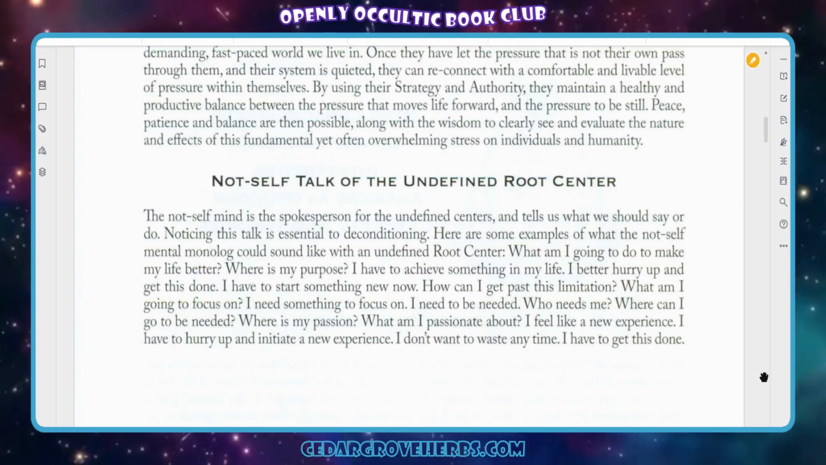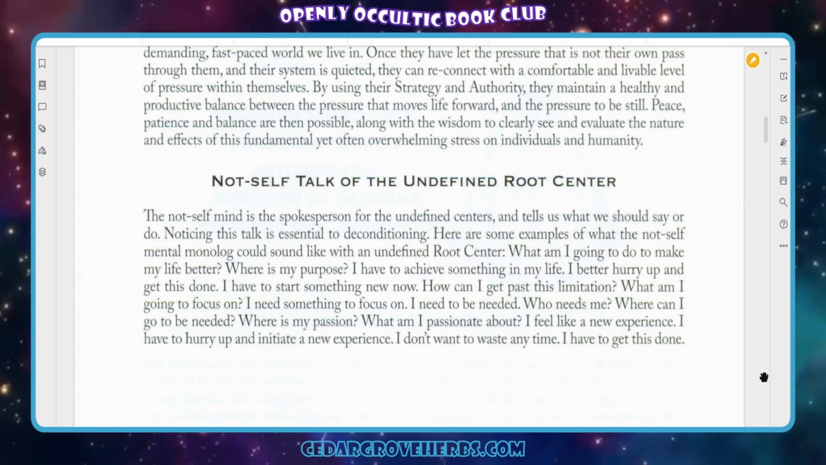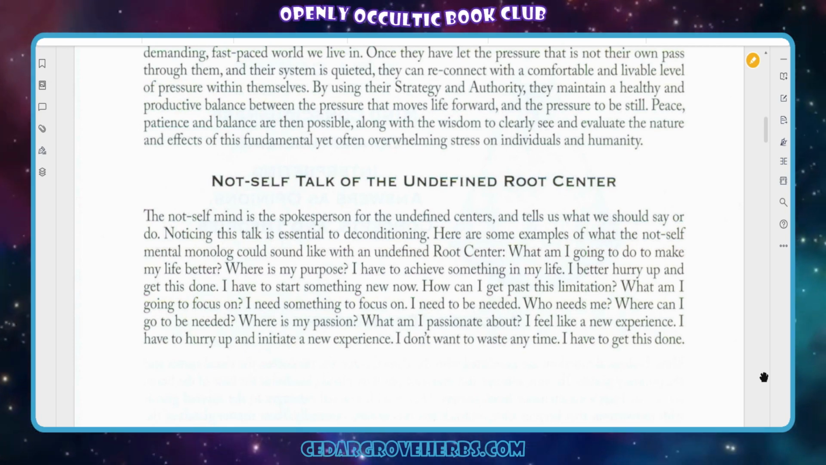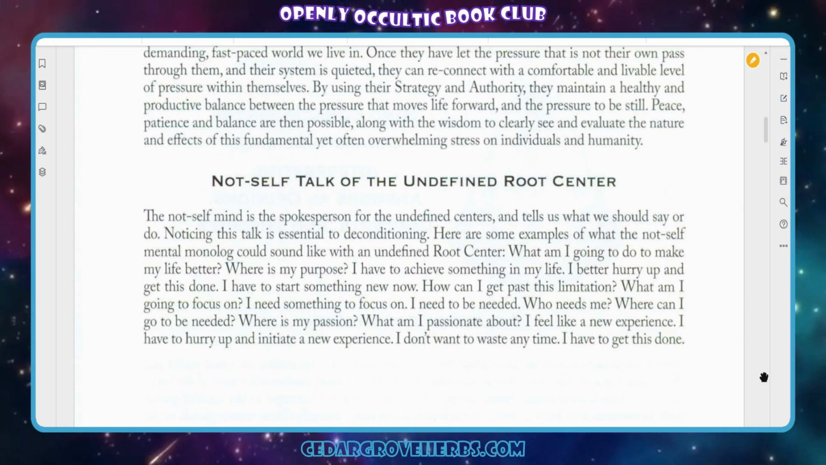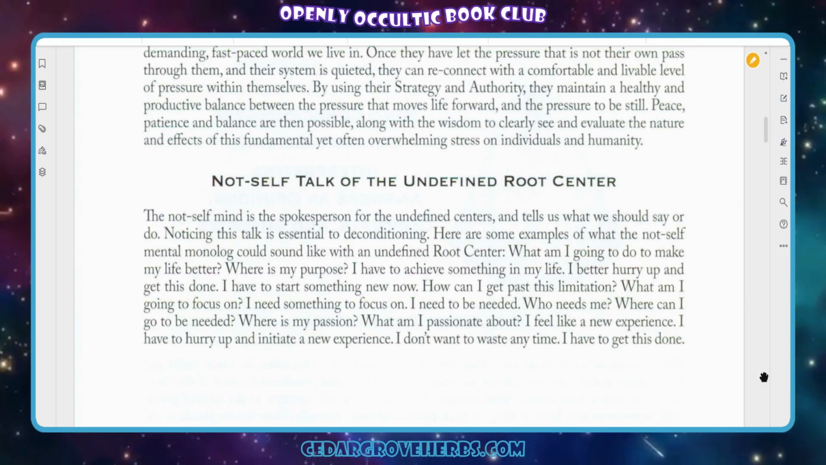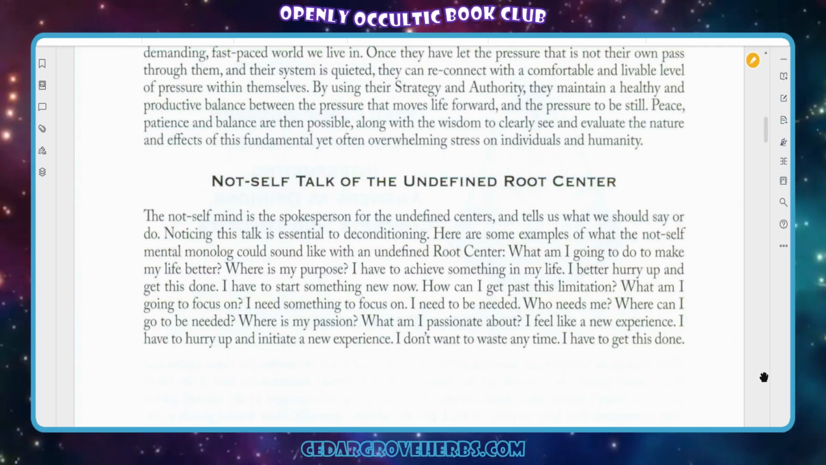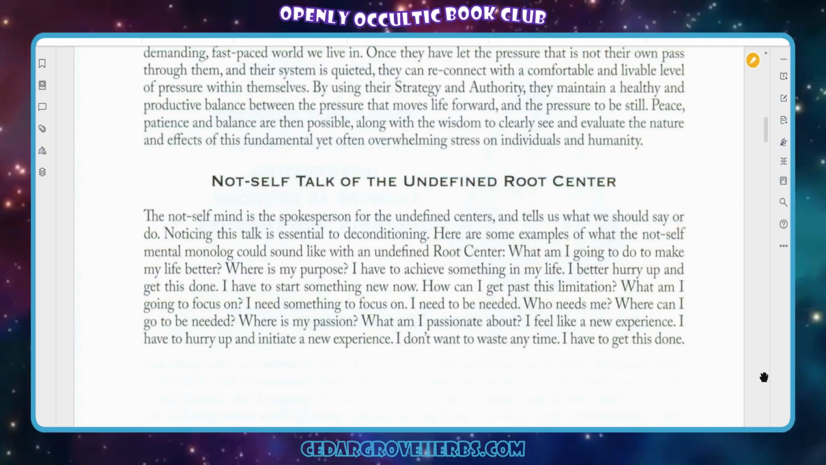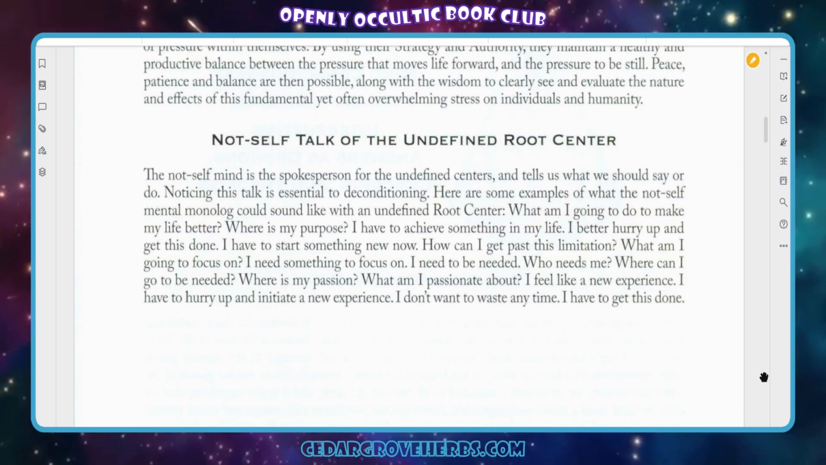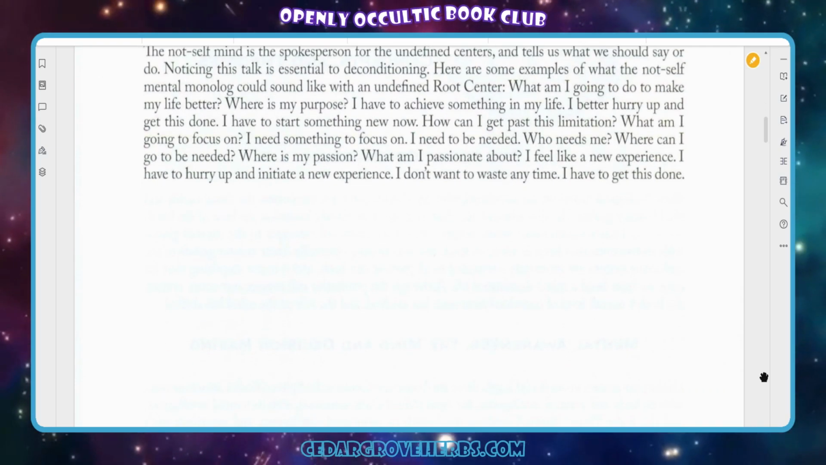How can I get past this limitation? What am I going to focus on? I need something to focus on. I need to be needed. Who needs me? Where can I go to be needed? Where is my passion? What am I passionate about? I feel like a new experience. I have to hurry up and initiate a new experience. I don't want to waste my time. I have to get this done.